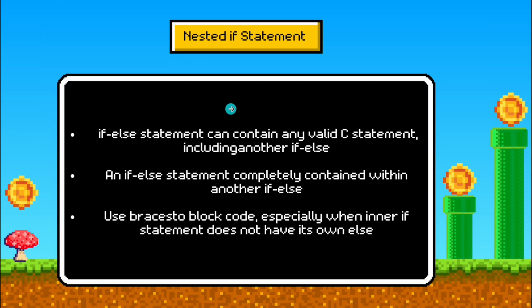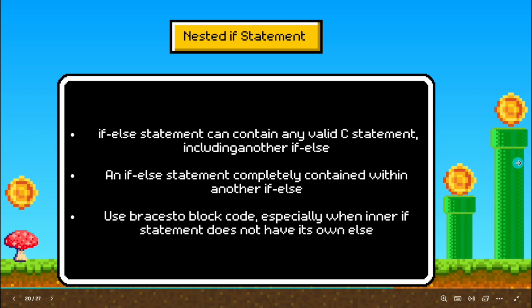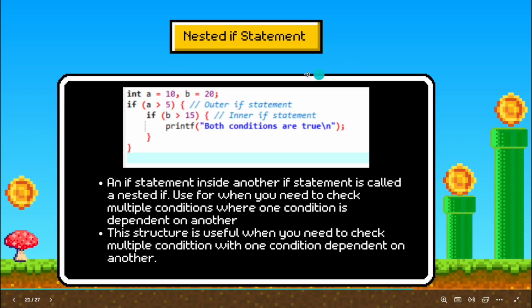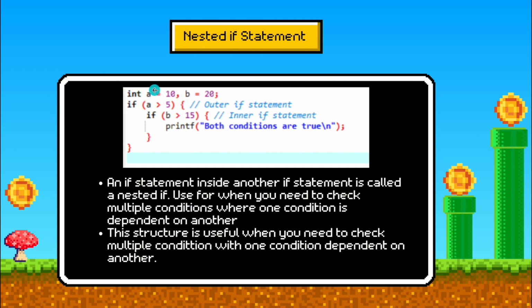Nested if statement. An if-else statement can contain any valid C statement, including another if-else. An if-else statement completely contained within another if-else. And the third one is, use brackets to block code in a nested if statement, especially when the inner if statement does not have its own else. Okay, next slide.